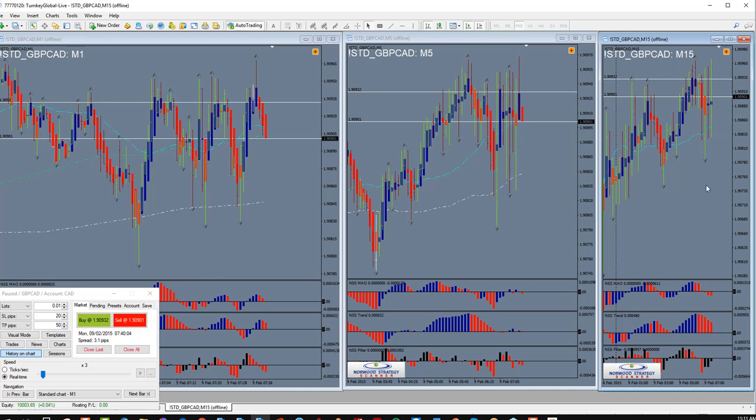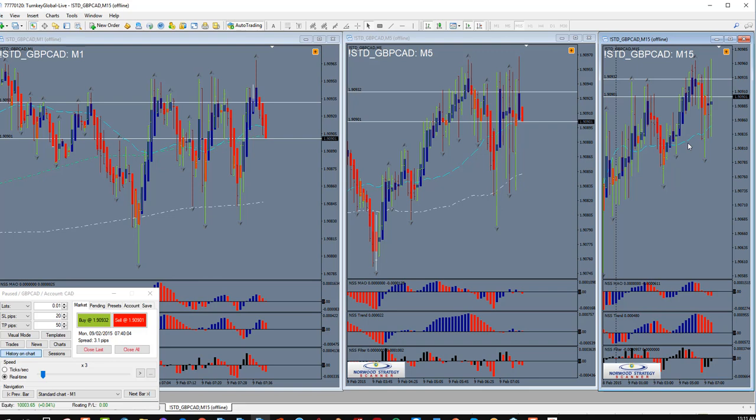Now, the cool thing about this is you can see what you're looking for. What we're going to do in this example is look for this 15 minute to set up first. Right now, there's nothing that sets up that says you should take a trade. You might think that the indicators say, well, they're on the right side. They're all the same color. Well, you've got to look at more than that. First of all, I will tell you one of the key features.